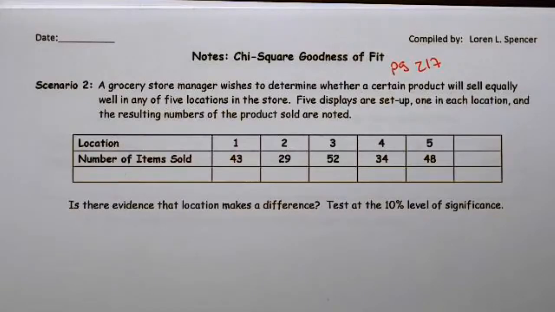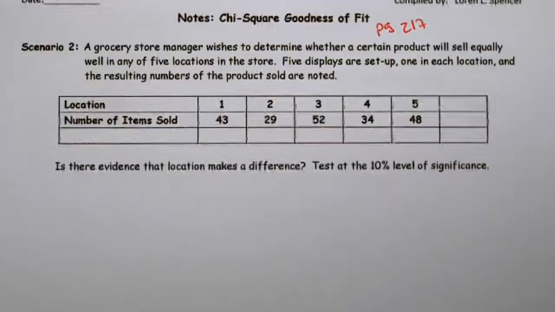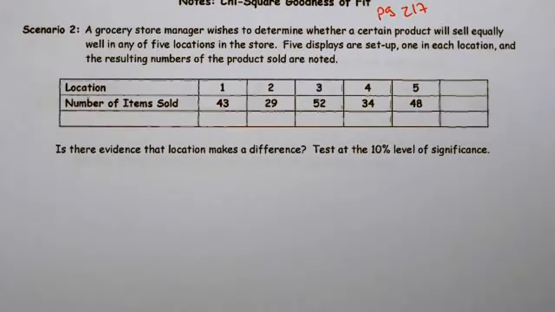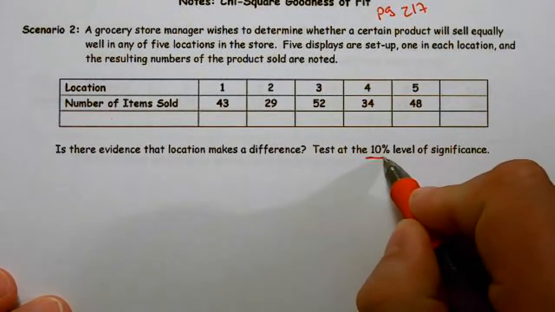Okay, this is chi-squared goodness of fit, scenario 2, and this is page 217 of the note spiral. I believe this is a homework problem. A grocery store manager wishes to determine whether a certain product will sell equally well in any of the 5 locations in the store. 5 displays are set up, 1 in each location, and the resulting numbers of the products sold are noted. Is there evidence that location makes a difference? Test at the 10% level.